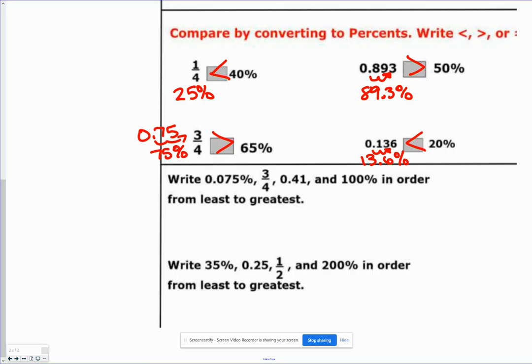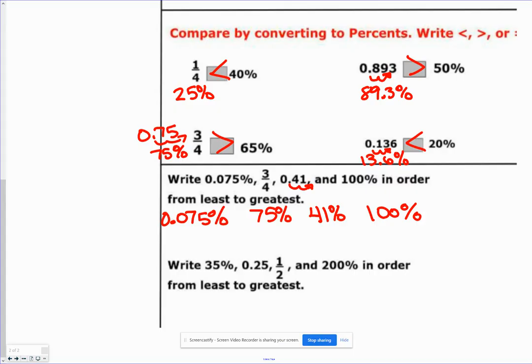All right, let's write all of these different things in order from least to greatest. But in order to do that, let's change them all to percents. So 0.075 is already a percent. It's a really small percent. That's less than 1%. 3/4. We actually practiced that one up here. That one becomes 75%. 0.41, move the decimal 2 spots to the right, and that becomes 41%. And then we have 100%.